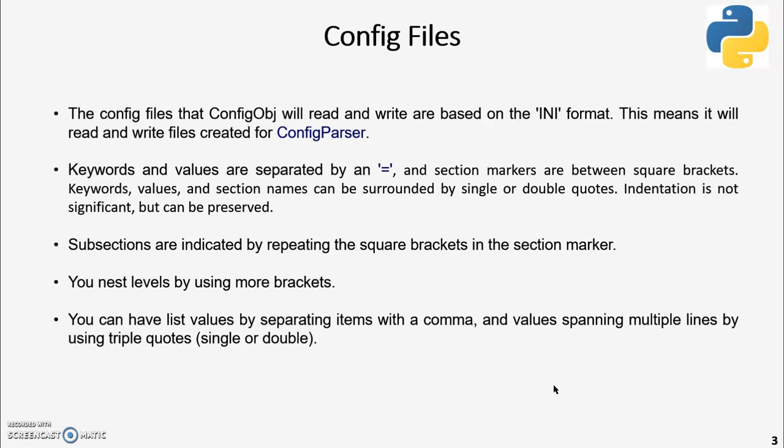Subsections are indicated by repeating the square brackets in the section marker. You nest levels by using more brackets. You can have list values by separating items with a comma, and values spanning multiple lines by using triple quotes or single or double quotes.